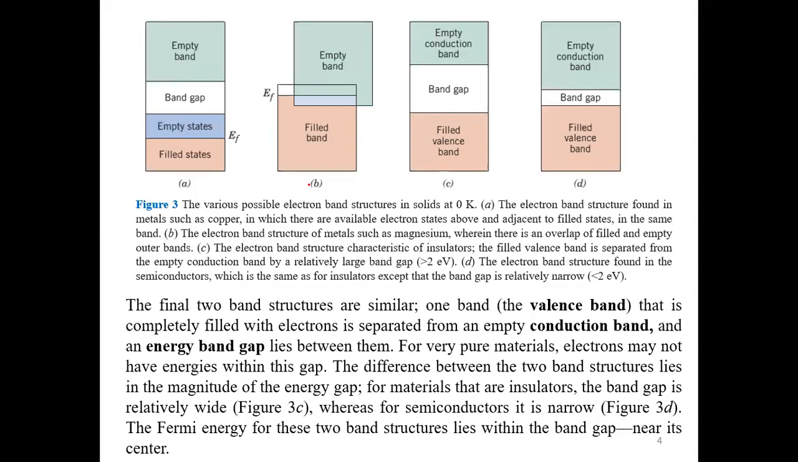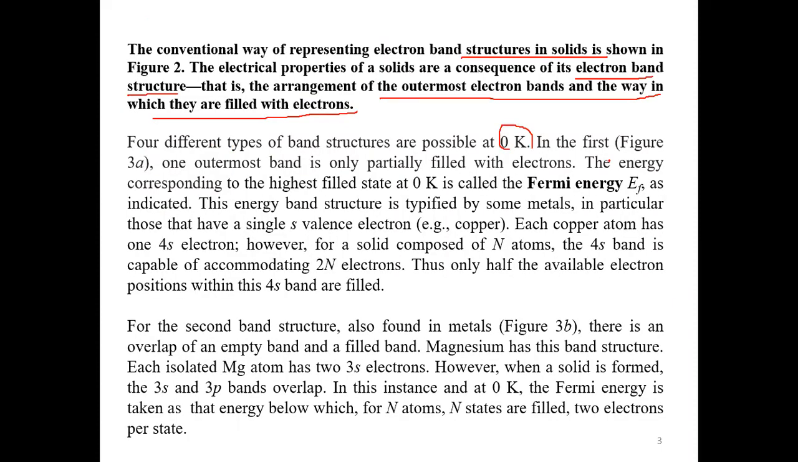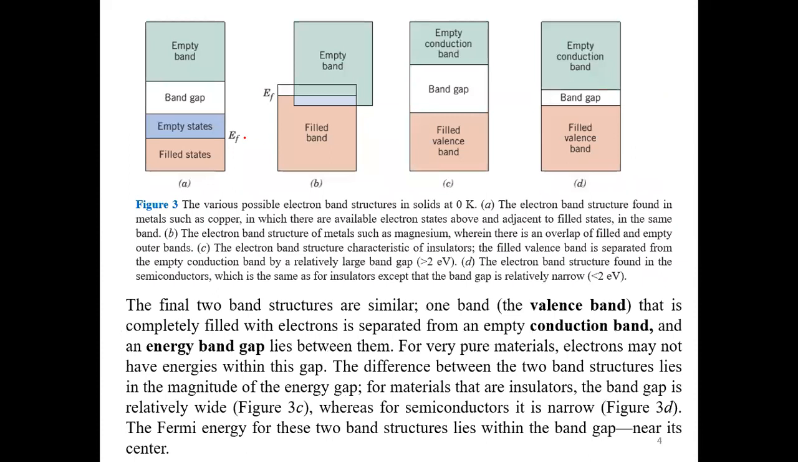So in the first figure, the outermost band is only partially filled with electrons. The energy corresponding to the highest fill level at 0 Kelvin is called the Fermi energy. Electrons are filled up to this level, so that level is called the Fermi level. And then there is an empty state, and then there is a gap, and then the next allowed band is there. So we'll explain this later on.